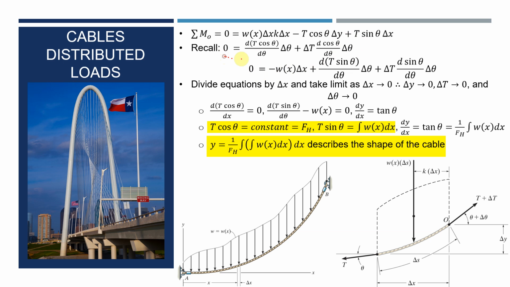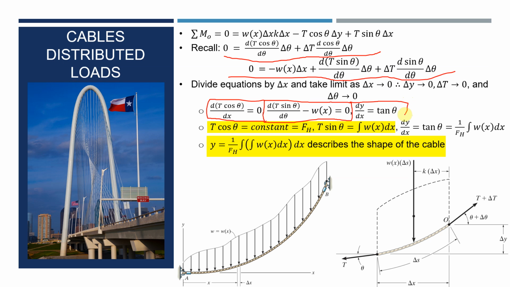These two equations right here, this one here and the next one down, we take all of these equations, divide by delta x, and take the limit. And of course, apply the chain rule. So anyway, we wind up with this. So after all this differential math, we get these differential equations. And this is from the moment equation.